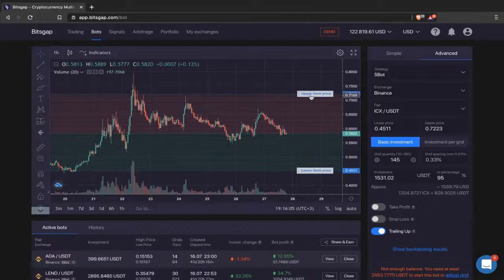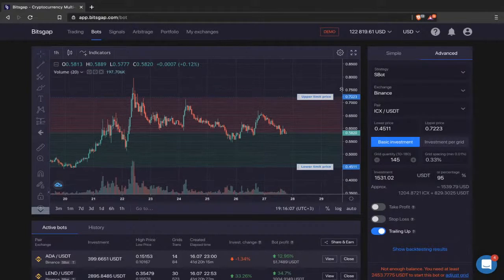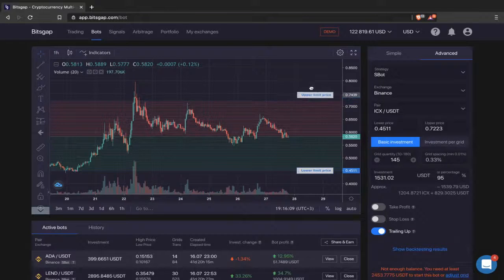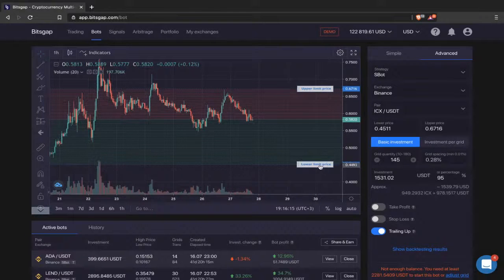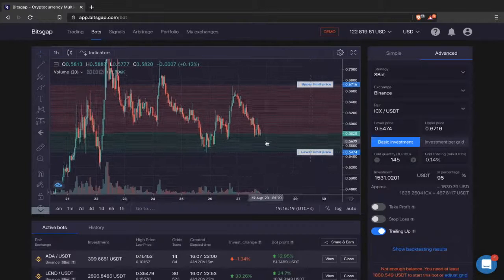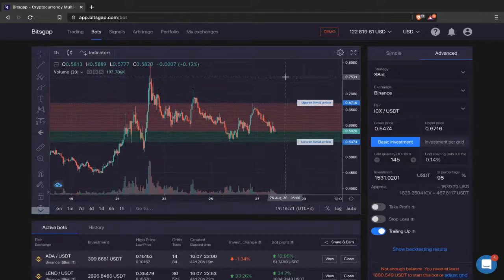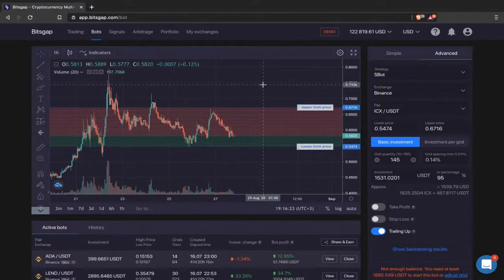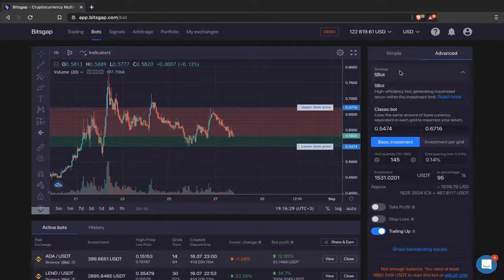So I can drag the upper limit price to make my sell side wider, for instance, or I can make it narrow. Same I can do with the lower limit price, which I can drag higher. So that can be a configuration. Here you see two strategies, the Scalper bot and the classic bot.